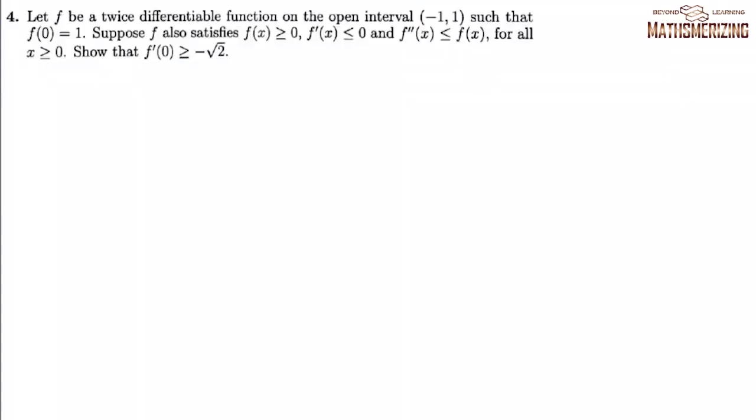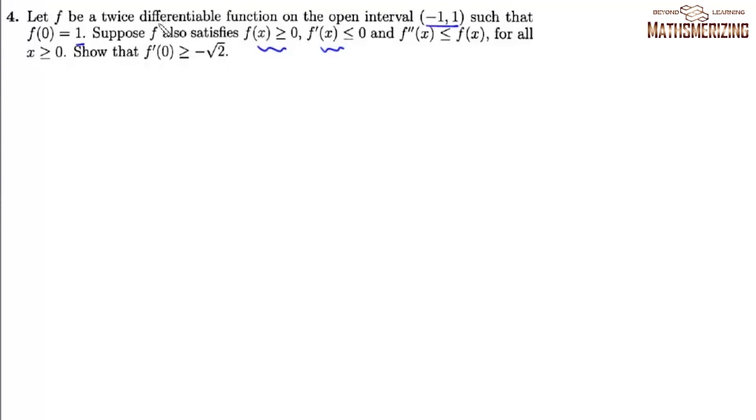Now question number 4 is, let f be a twice differentiable function in the open interval -1 to 1 such that f0 is 1. Suppose f also satisfies fx greater than or equal to 0, f dash x less than or equal to 0, and f double dash x is less than or equal to fx for all x greater than 0, then show that f dash 0 is greater than or equal to minus root 2.